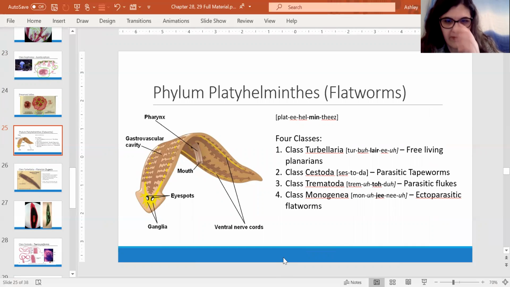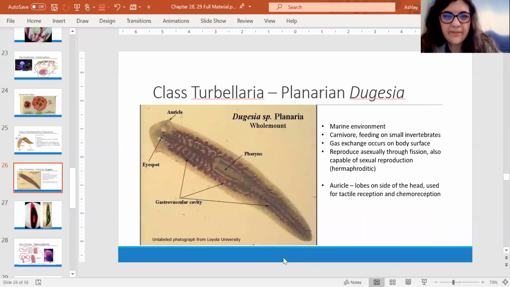That brings us to the flatworms. So phylum Platyhelminthes, you have four classes: the free-living Planarians, parasitic tapeworms, parasitic flukes, and then ectoparasitic flatworms. So let's take a look at those.